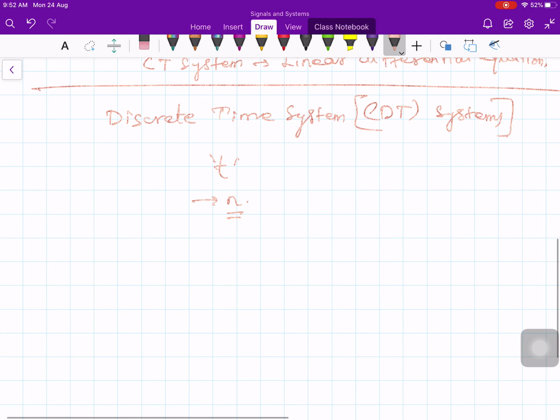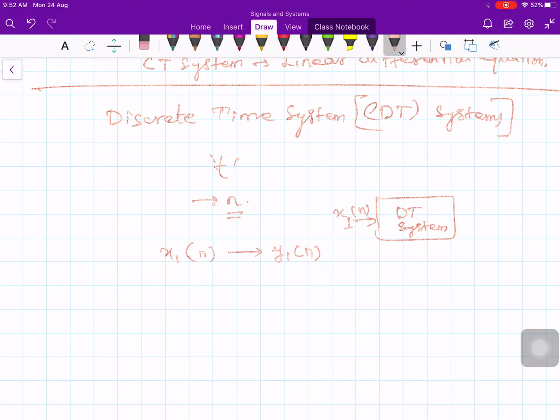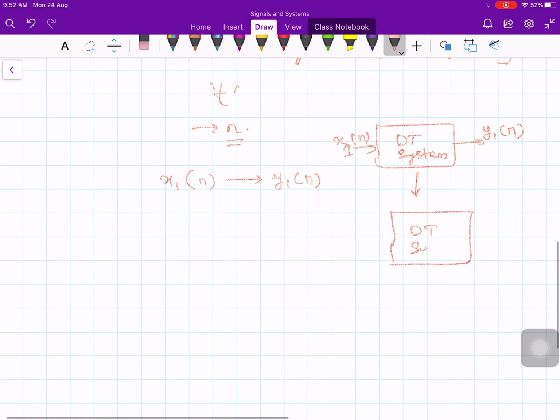Let us say if the input x1 of n gives rise to an output y1 of n, that means what? You take a discrete time system and give the input x1 of n, and the corresponding output is y1 of n. Now you take that same system once again. Now the input is some arbitrary input x2 of n, and this time it gives y2 of n. Then if the discrete time system is linear, then a times x1 of n plus b times x2 of n, you add these two together and give it to the same discrete time system.